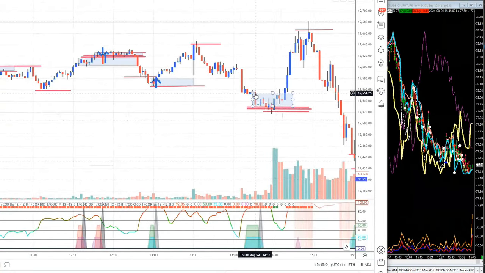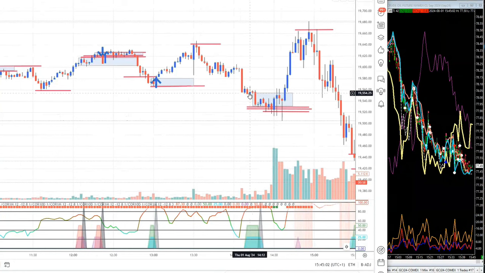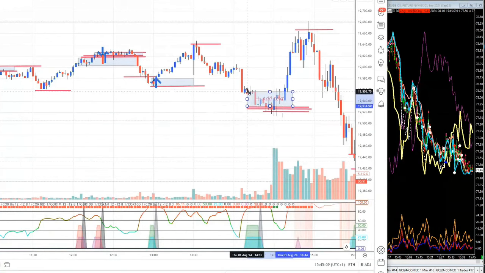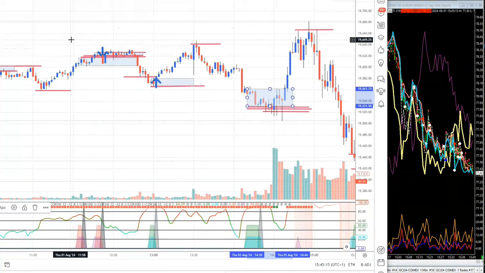A break above this box. And again, this is a more awkward one because it's about finding where the box actually begins, which is there. A break above that box, well, that gives you a nice profit as well, doesn't it?